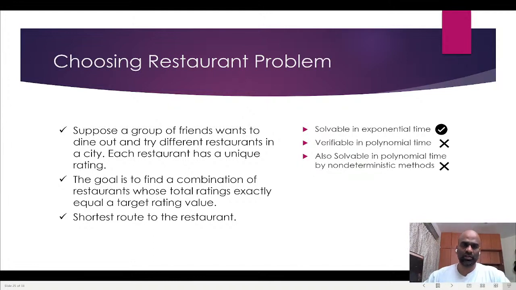So, choosing a restaurant. Suppose a group of friends wants to dine out and try different restaurants in the city. Each restaurant has a unique rating. The goal is to find the combination of restaurants whose total rating exactly equals a given rating. There are some subsets or possibilities available, and you also want to find the shortest route. This problem is solvable in exponential time, but it's not verifiable in polynomial time, because we will not know when it ends, it might go on forever. We'll confirm with the non-deterministic method.